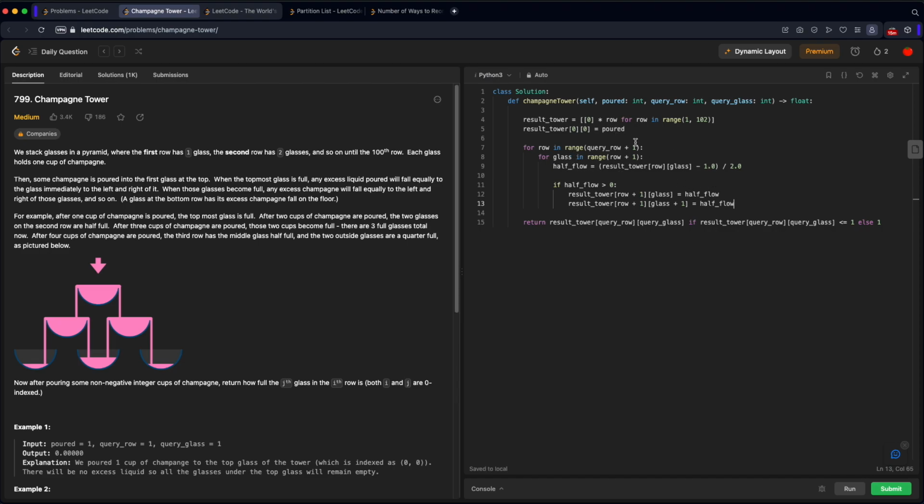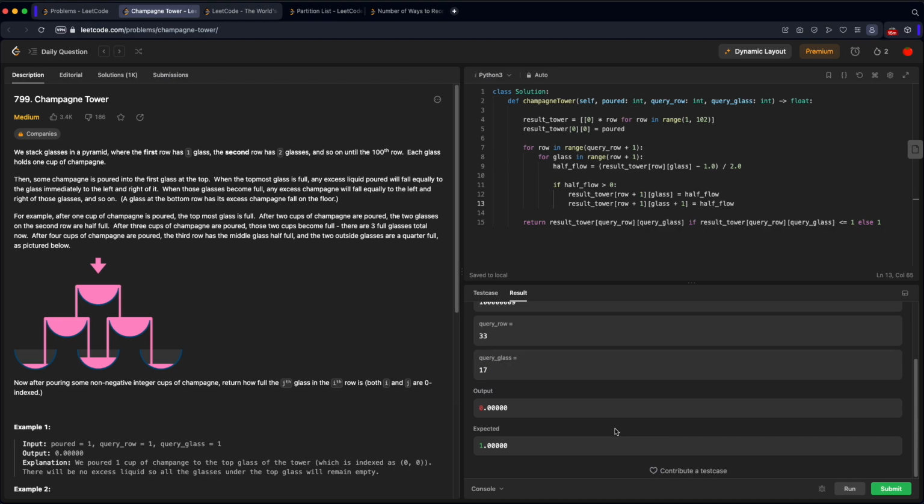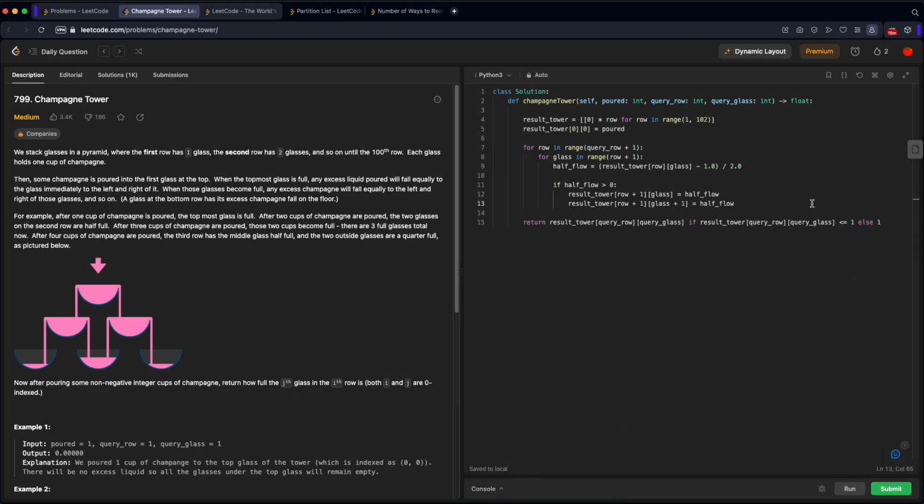This makes a lot more sense. All right, if we have some flow that's going out of our glass, then we'll fill the left and right glasses with that half flow. Okay, one more try. Still missing something. What am I missing? Holy smokes, I knew I shouldn't have tried this one.